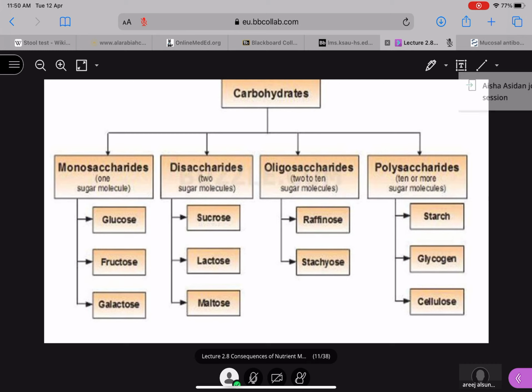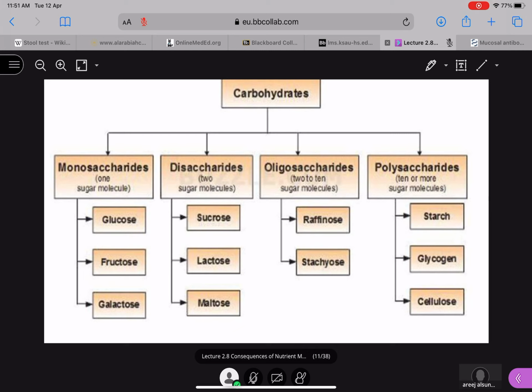However, carbohydrate can exist as disaccharide, which is sucrose, and sucrose is formed from two monosaccharides, which are glucose and fructose. Lactose is formed from two monosaccharides, which are glucose and galactose, and maltose is formed from two glucose molecules. The size of oligosaccharide is from 2 to 10 sugar molecules. Polysaccharide is more than 10 molecules, up to 100 or 200. The best examples of this are plant fiber, starch, glycogen, cellulose.